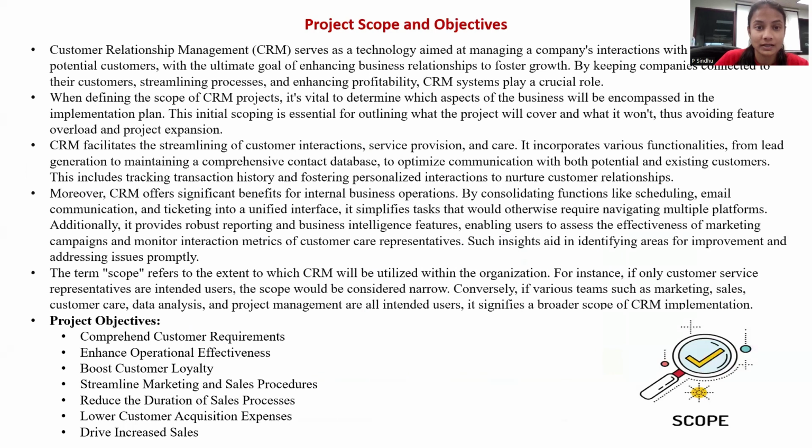Now let's discuss the project scope and objectives. The main goal of our project is to keep a strong relationship between customers and companies. For that, we shouldn't just focus on sales growth, but also on customer care, data analysis, and project management. This is our main scope. At the same time, we also want to maintain our project objectives: to comprehend customer requirements, enhance operational effectiveness, boost customer loyalty, and drive increased sales.